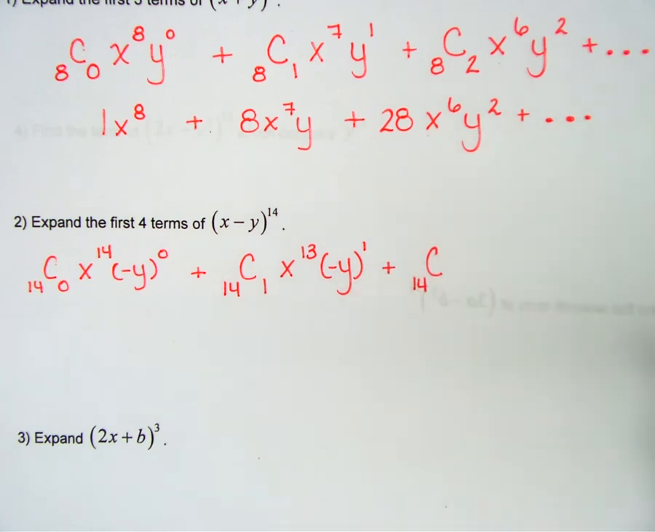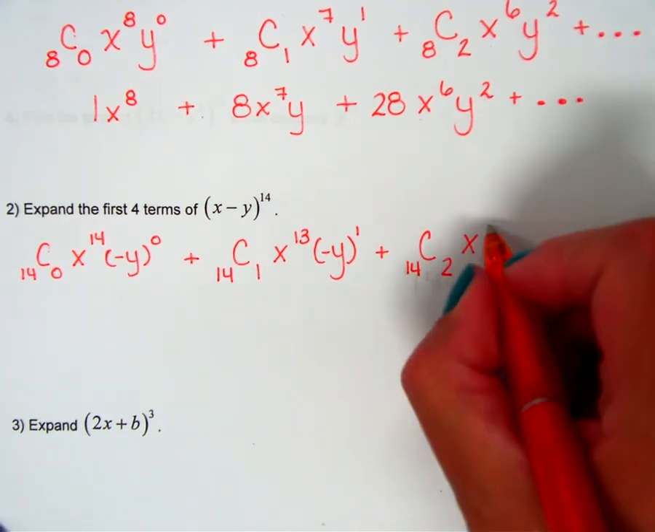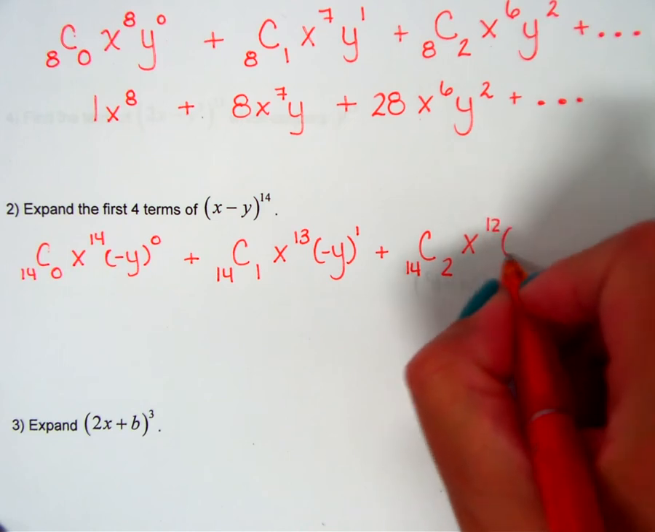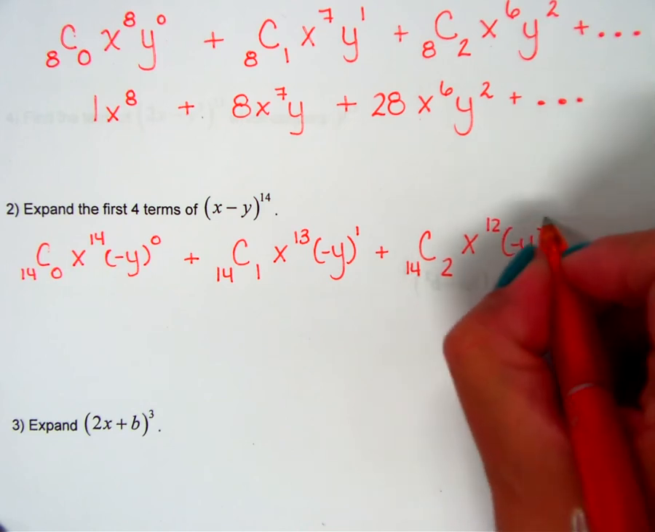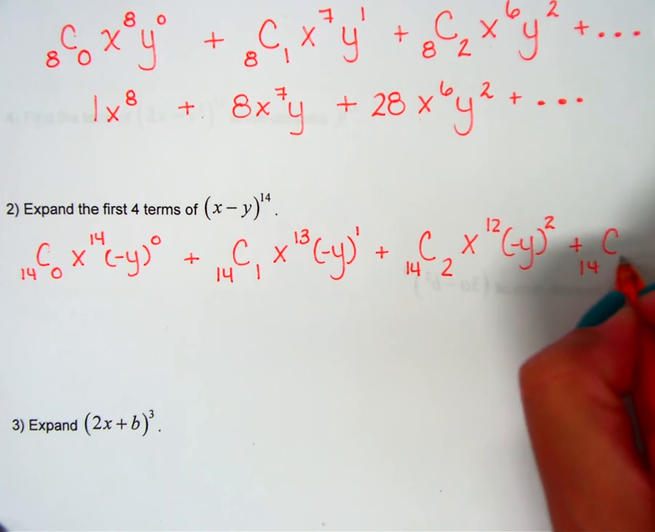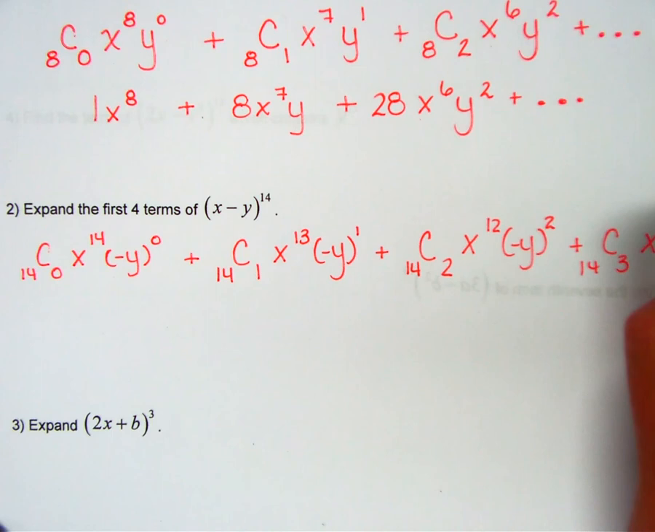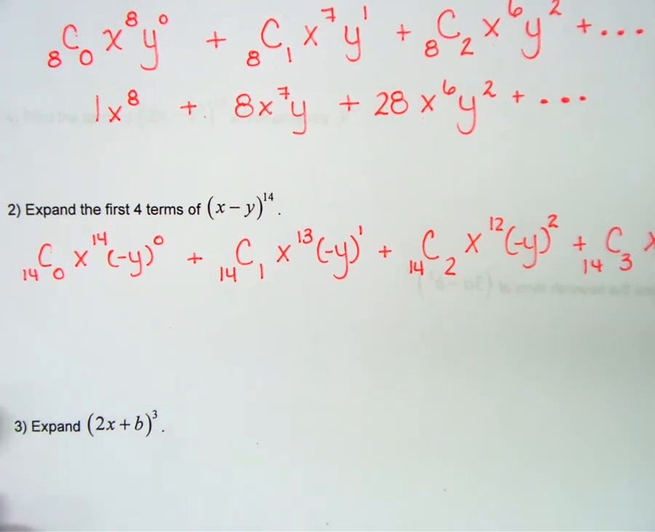14 choose 2. X goes to 12. Negative y goes to 2. 14 choose 3. X goes to 11. Negative y goes to 3. Oh, you guys.